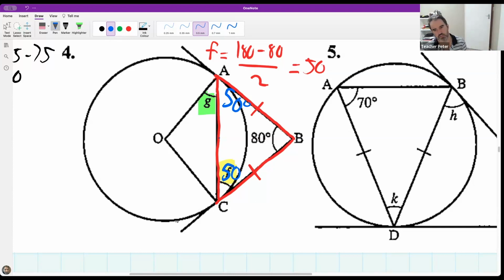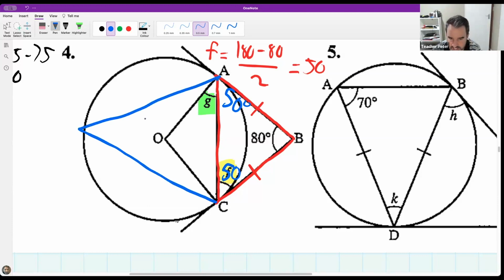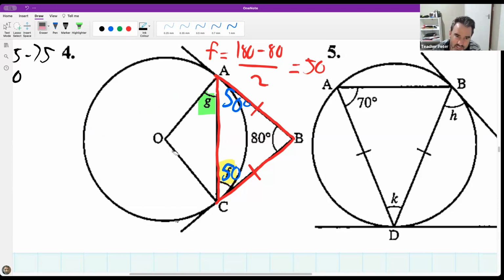So what is... does the center theorem work? Unfortunately, it doesn't, because the angle at the center being twice the angle at the circumference would only really work like that. But something else has snuck in here.